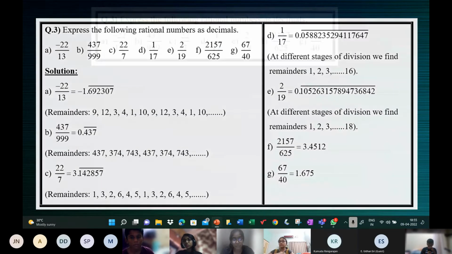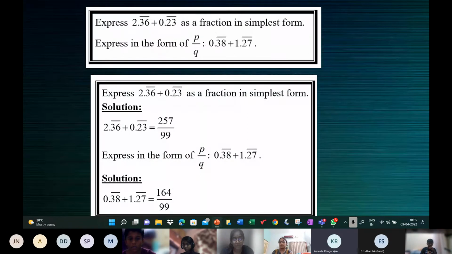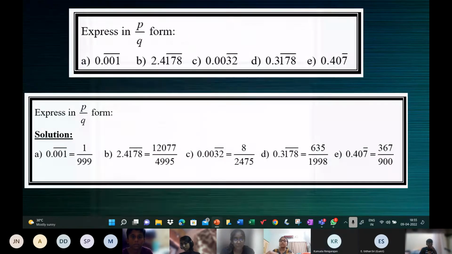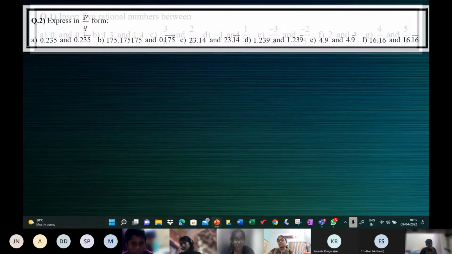Okay. See here. We just did, no? These are, what is this? It's a non-terminating repeating decimal. We found its p by q form. Yes, ma'am. So non-terminating repeating decimals are rational numbers.